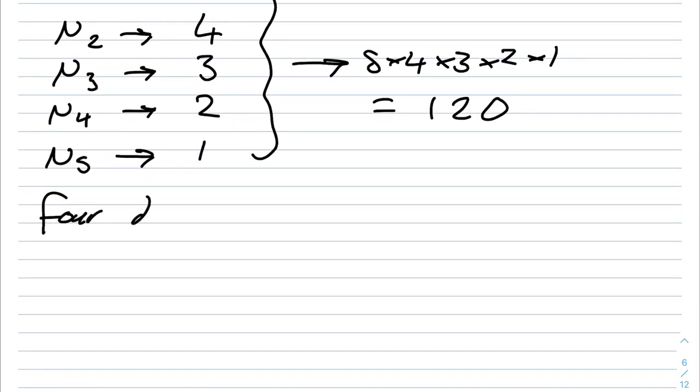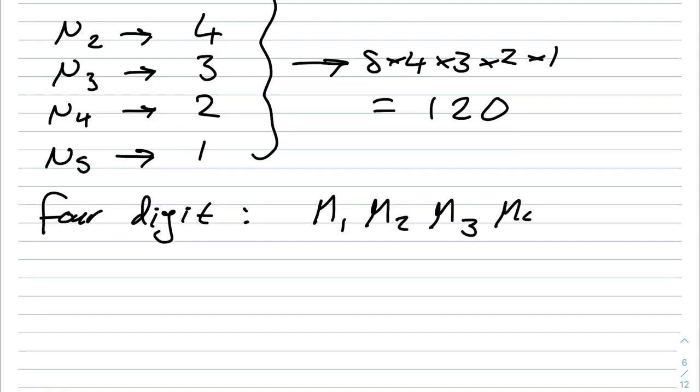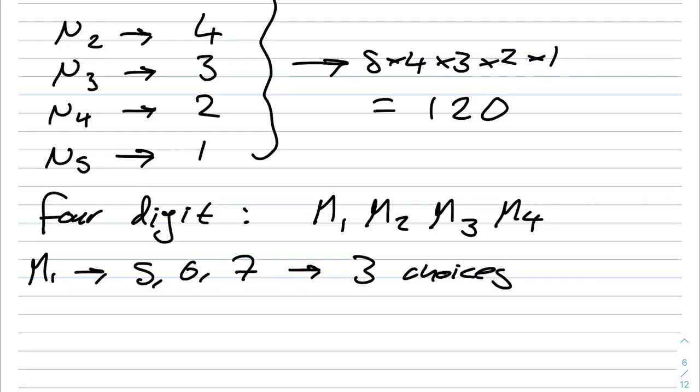And now a 4-digit number. Now this is a little bit more tricky because now we're no longer allowed to put just any number as our first digit. So if we call our 4-digit number M1, M2, M3, M4, for this case, now M1 can only be 5, 6, or 7. So it has 3 choices as to what we can call it. Then M2 after that. Now M2 can be any of the above numbers. It can be 3, 4, 5, 6, or 7.